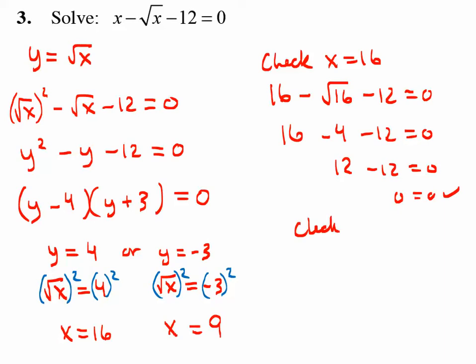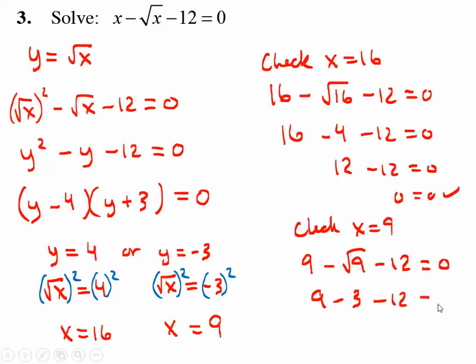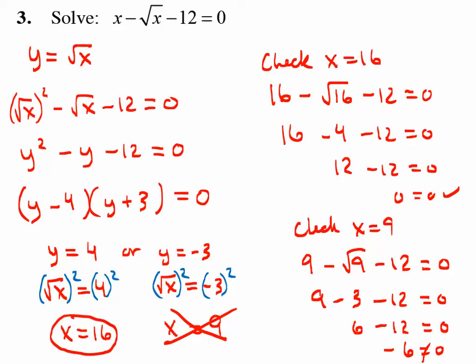And how about 9? Yes or no on that one? No on that one. 9 minus the square root of 9 minus 12, and we get ourselves a 3. 9 minus 3 is a 6, and 6 subtract 12. I don't think so at all. So we put a slash through the equal sign, saying that it does not equal. Cross out the 9 as part of our answers, and write 16 again, or just circle x equals 16.